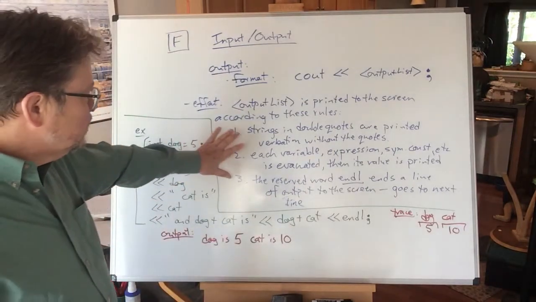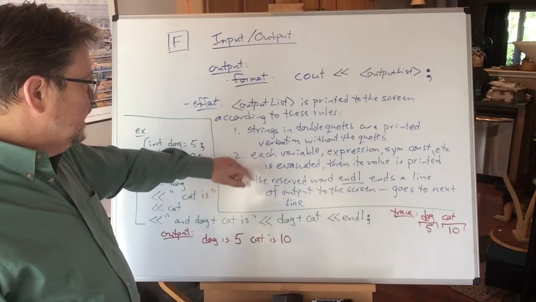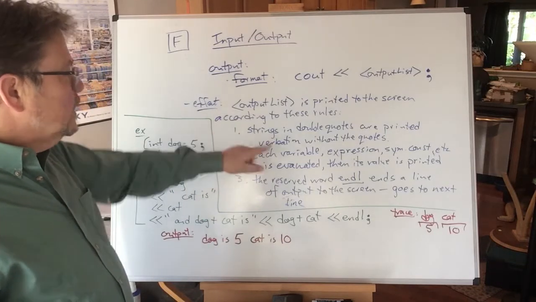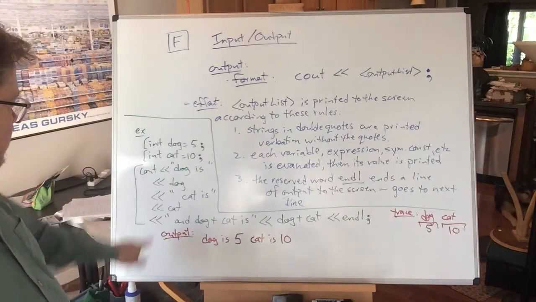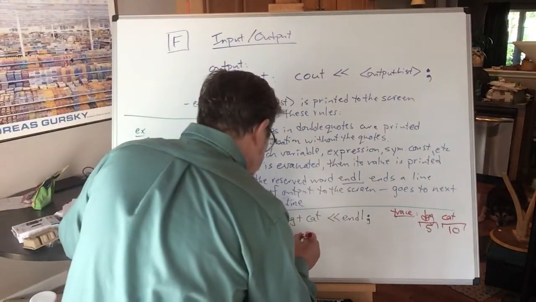So far, we've seen examples of each of these. Strings in double quotes printed verbatim, variables, printed out the value of variables. And here's the grand finale. And dog plus cat is.